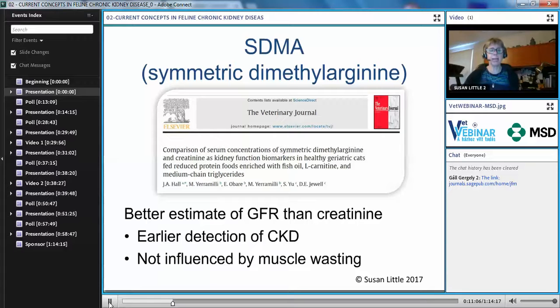And SDMA stands for symmetric dimethylarginine. This is something that is created by protein metabolism and cleared through the kidneys. It's excreted through the kidneys. So blood levels of SDMA correlate very nicely with glomerular filtration rate. And that's actually why we look at serum creatinine. It's giving us an indirect estimate of glomerular filtration rate in our patients.